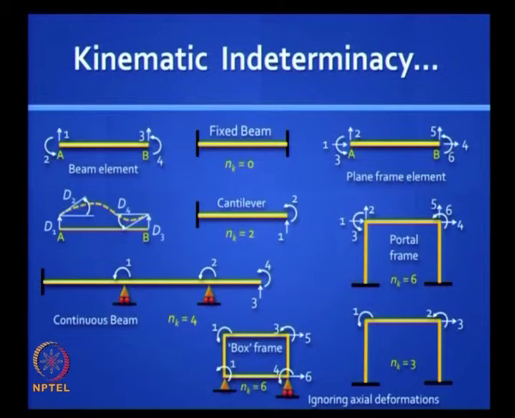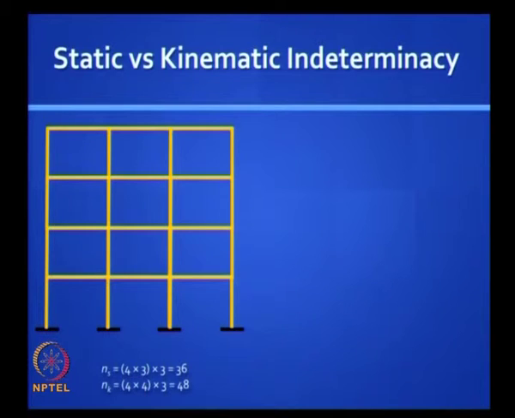It would reduce to 3 if you assume axial deformations to be negligible, because the columns will not increase in length and the beam would not also increase in length, which means that the left end of the beam and the right end of the beam will move by the same amount, and that degree of freedom is called the sway degree of freedom. So you have 2 rotational degrees and 1 translational degree. And similarly for the box frame shown here, you have 2 sway degrees of freedom and 4 rotational degrees of freedom. We have seen this picture earlier.